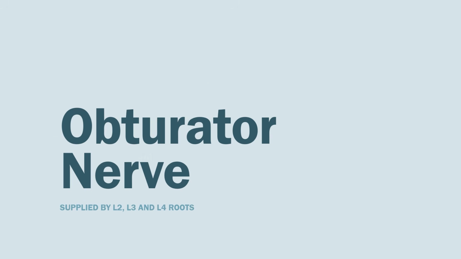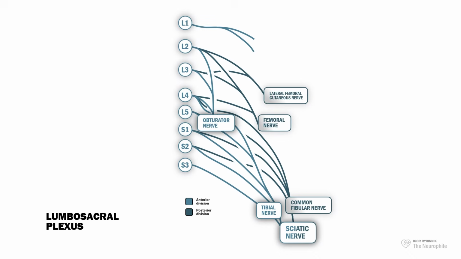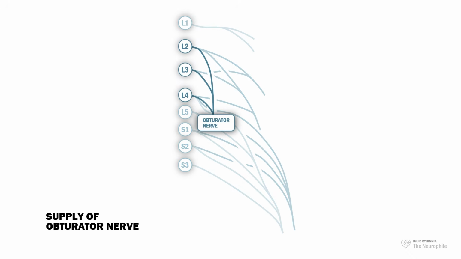2 nerves down, 2 more to go. Next up, obturator nerve. The obturator nerve shares the same nerve roots as the femoral nerve, L2, L3, and L4. But even though they start from the same place, they head in different directions. While the femoral nerve is posterior, obturator nerve is formed from the anterior divisions.